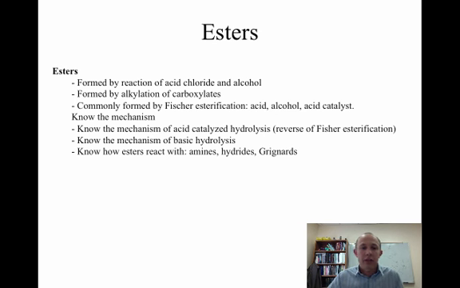You should know the mechanism of basic hydrolysis of an ester, and know how esters react with amines, aluminum hydride reagents, both lithium aluminum hydride and DIBAL, as well as Grignard reagents.